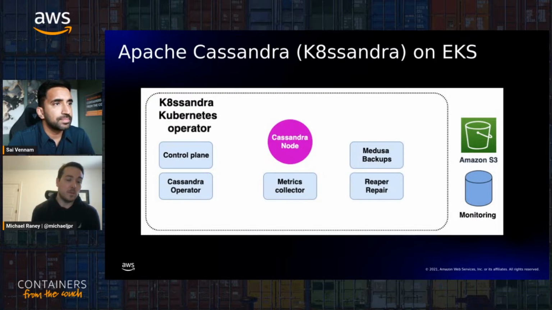So whether it's that Reaper process, your backup process, your monitoring, and then maybe other tools like Prometheus and Grafana, you need to scale them with your Cassandra cluster. The K8 operator allows you to do that, and you can leverage that on EKS. And many customers are leveraging this on EKS today.